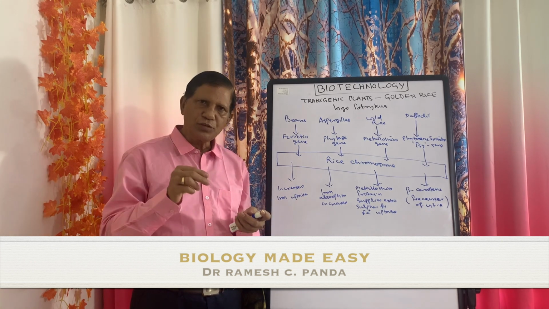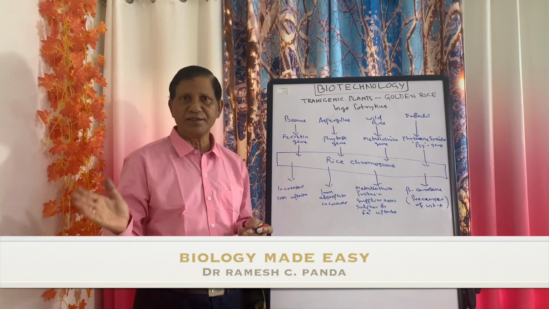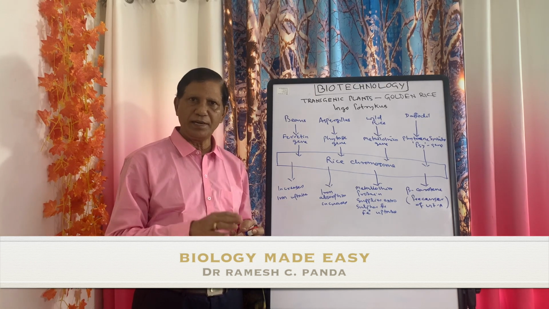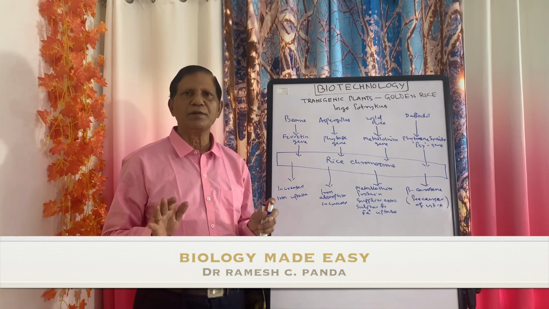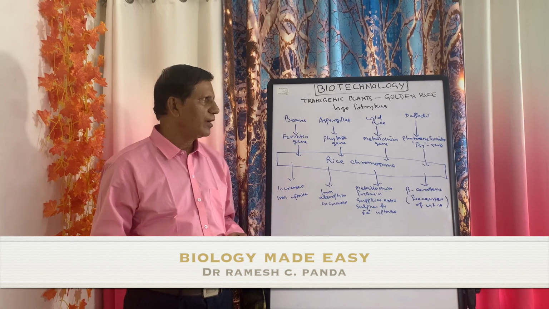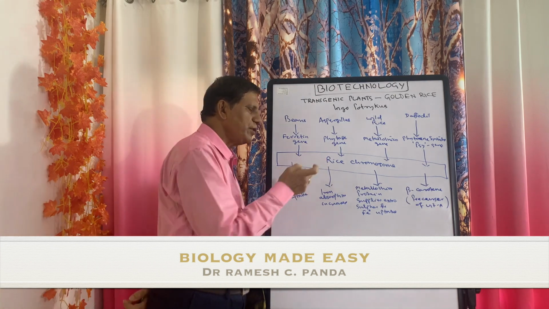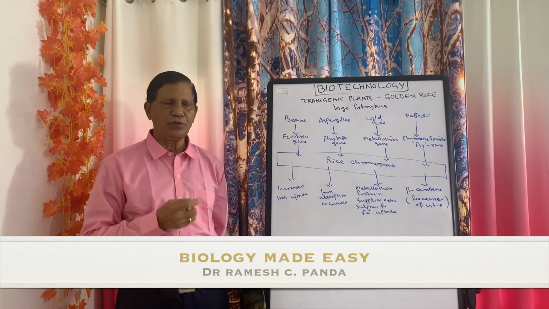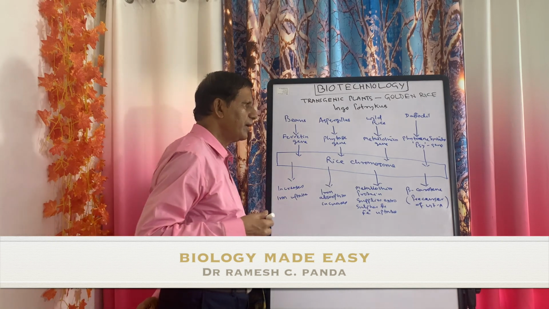So if these genes can be introduced so that they can alleviate the deficiency of vitamin A and iron content, then the problem will be solved to some extent. So what did he do? He took a rice chromosome. In the rice chromosome, different genes were introduced. I have given the whole chart. You can see it perfectly.